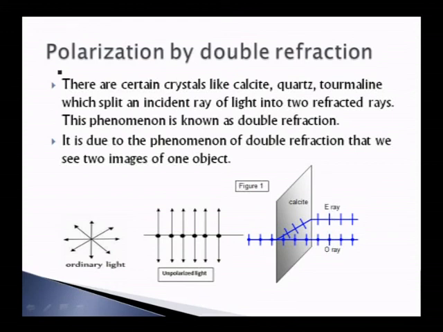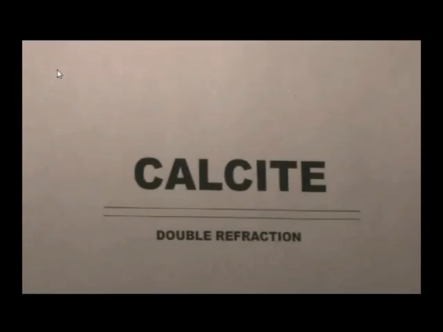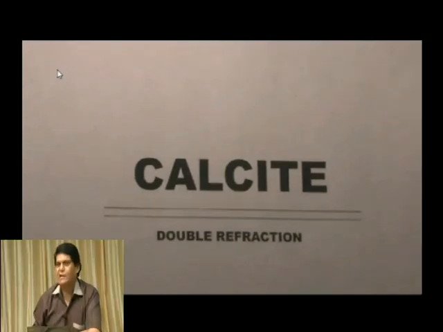You can just see this in this video. It is a calcite crystal, where a single line seen through it seems to be two lines.